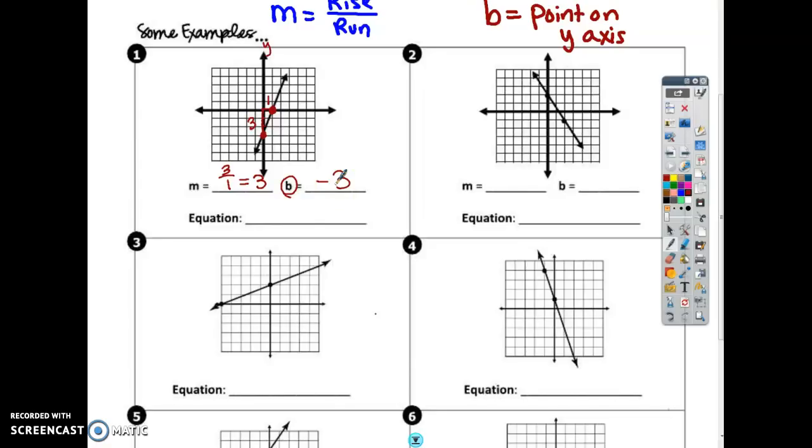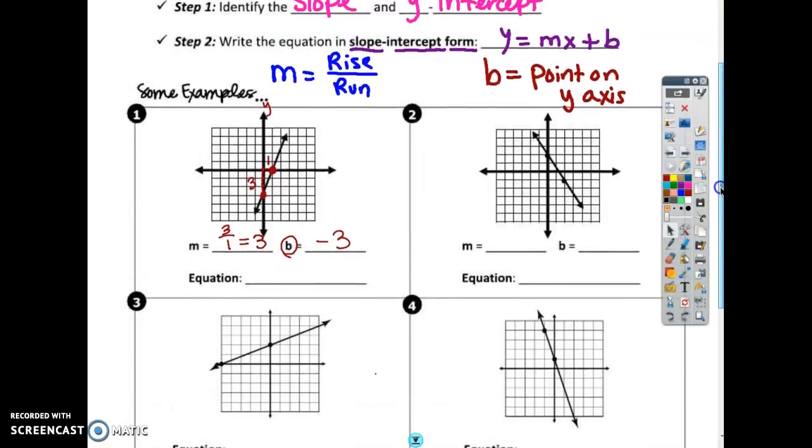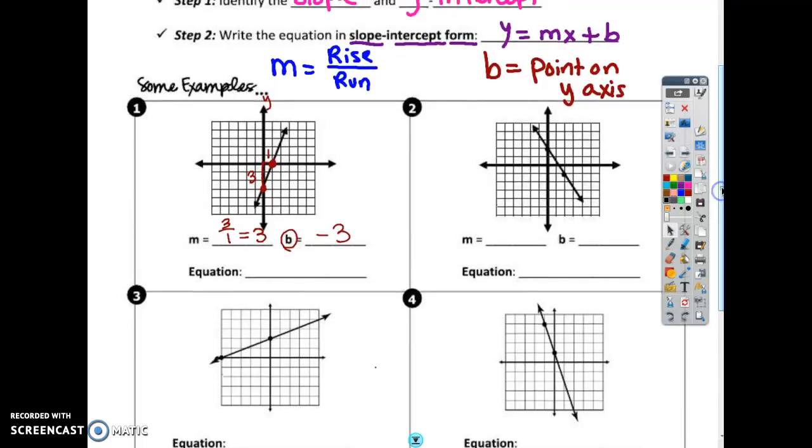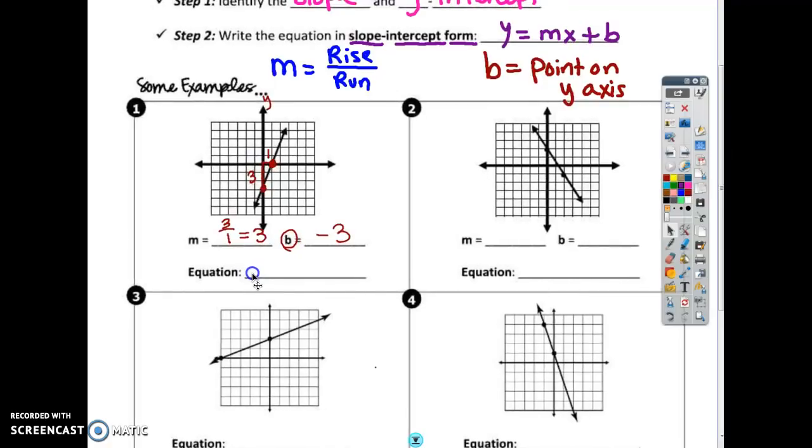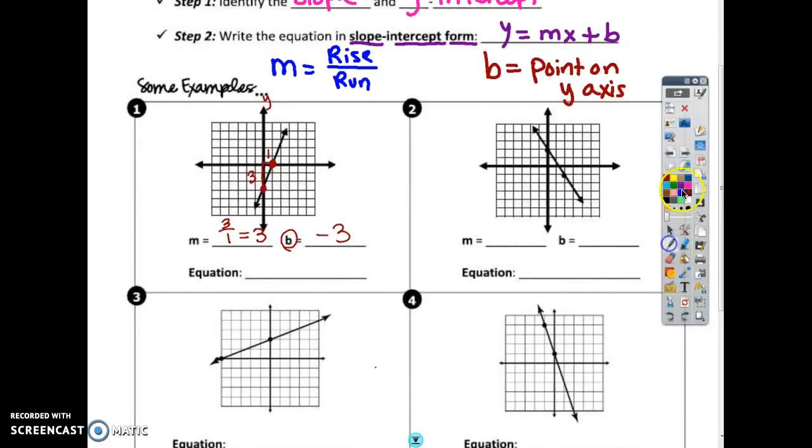So we're going to use that formula that we wrote down, y equals mx plus b, and we're going to write the equation y equals 3x minus 3. Okay? The slope is 3. I got it from there. And the y-intercept is -3. I got it from there. Any questions?